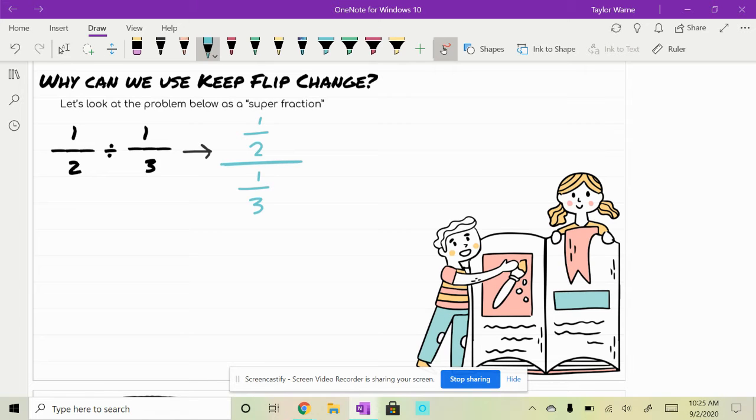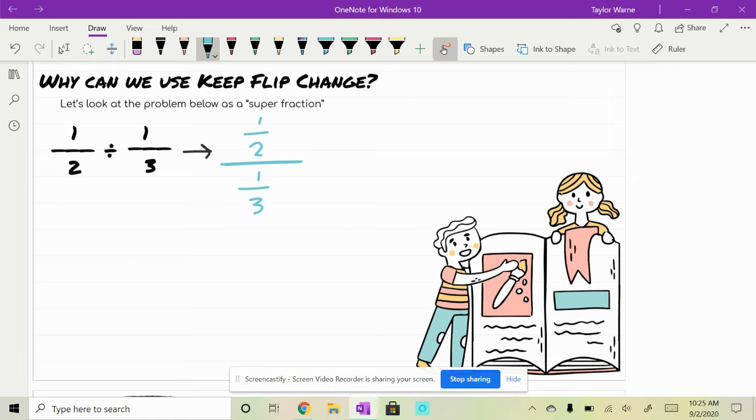Okay, so again, we have this big superfraction. It's 1 divided by 2 divided by 1 divided by 3. These are the same meaning right now. Okay, it's just a different way to represent them, and you will start to see this superfraction more and more throughout your mathematical career as you begin to solve more problems.